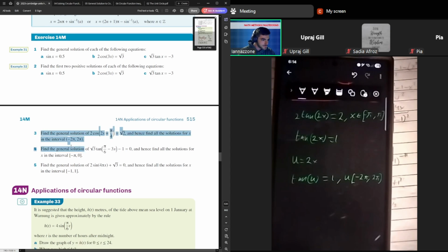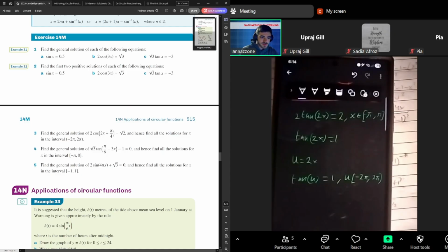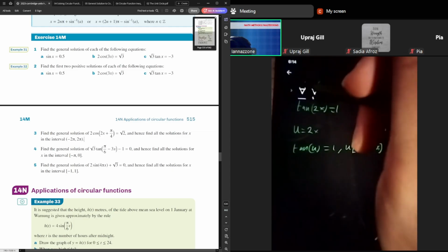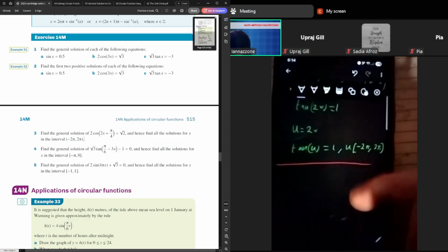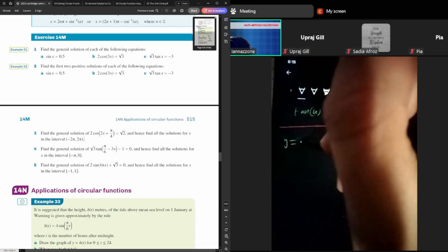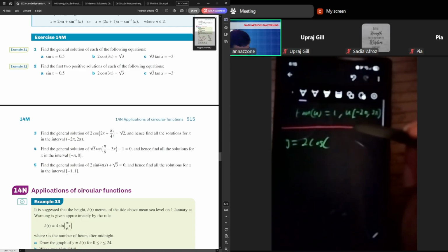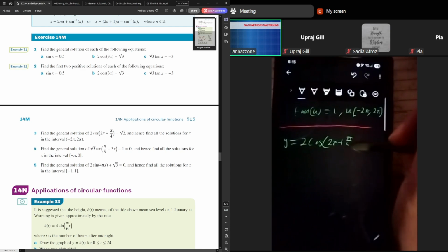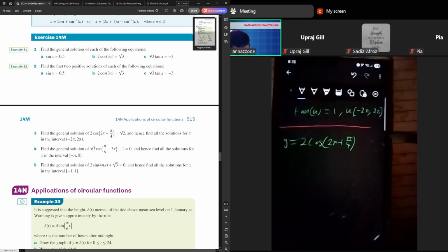Okay, so the first one, initially we'll just stick with find the general solution, then we'll answer the second part of it, which is hence find. So this will be question 3. I'll have it written out as well, which is y equals 2 cos(2x plus pi over 4) equals root 2.